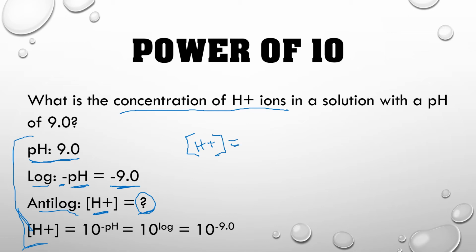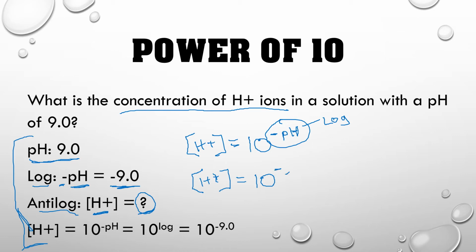So the hydrogen concentration is always going to be equal to 10 to the negative pH. Or this whole thing would be called the log. So if we're trying to find hydrogen concentration, and the pH is 9.0, we're going to write a negative 9.0. And then you can do that on your calculator, or you can just write it out.